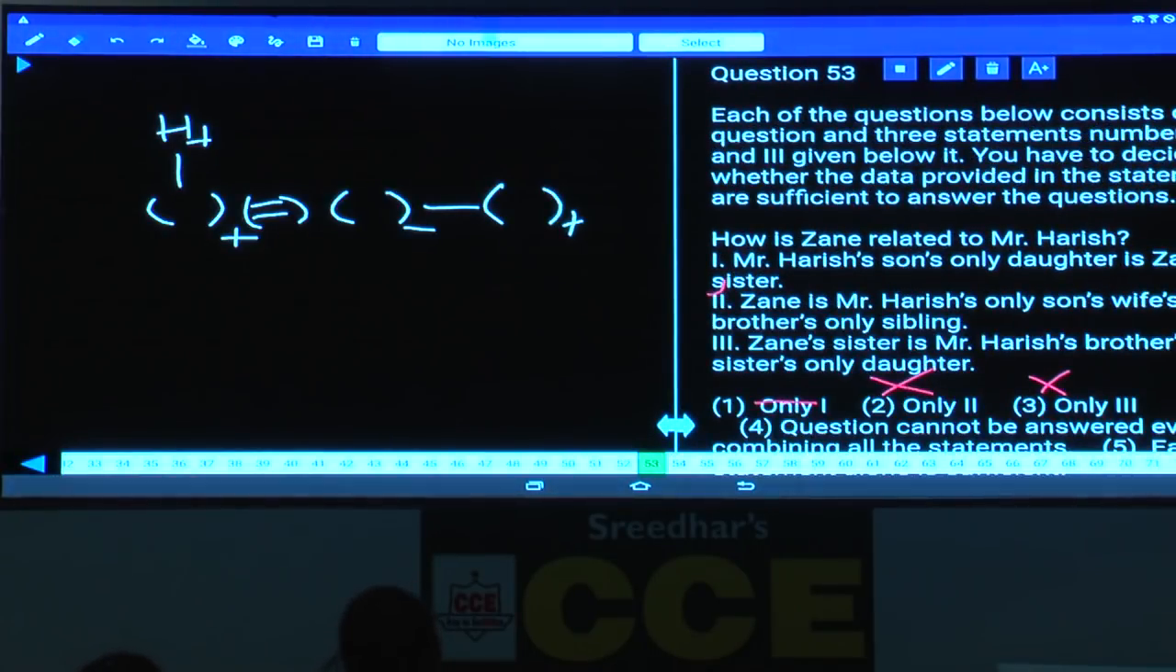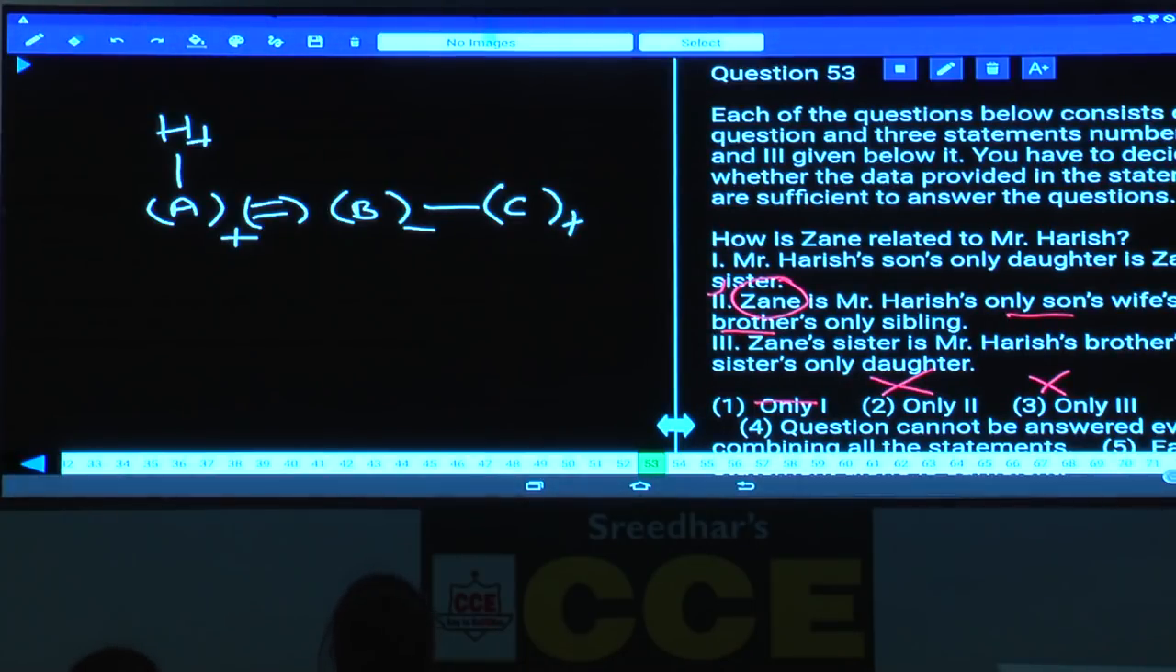Harish's only son is A. A's wife is B. B's brother is C. The wife's brother's only sibling. Now who is this? Jane's sister. Now, condition number 2: who is this Jane? Jane is Harish's only son A's wife B's brother C's only sibling.